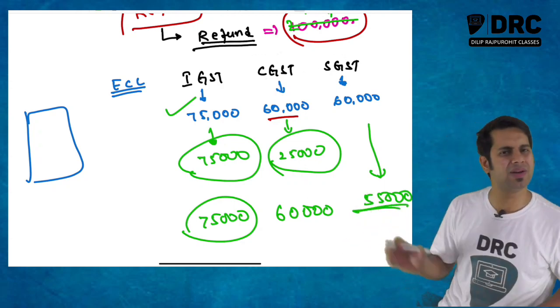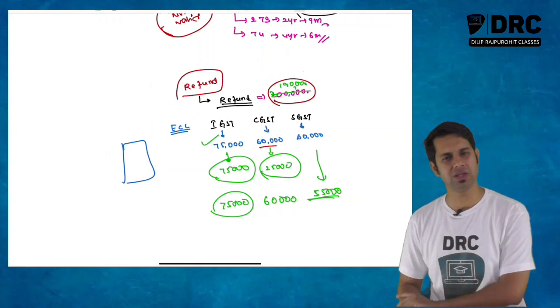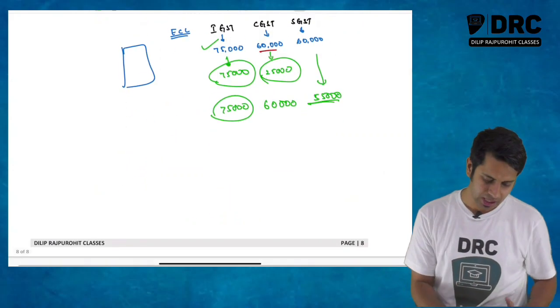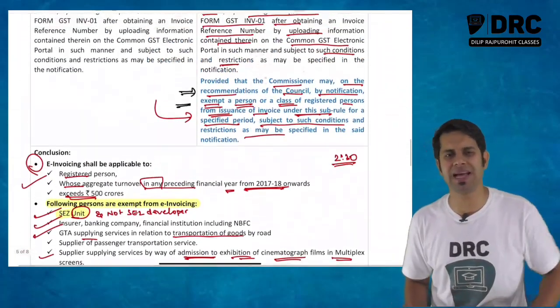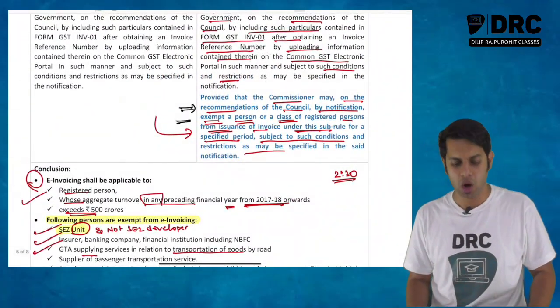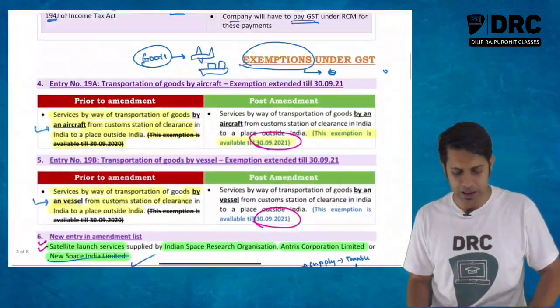So this is one amendment which is there in the refund topic. This completes our amendments which are applicable for your examination, the examination which you are going to write in May or June 2021.